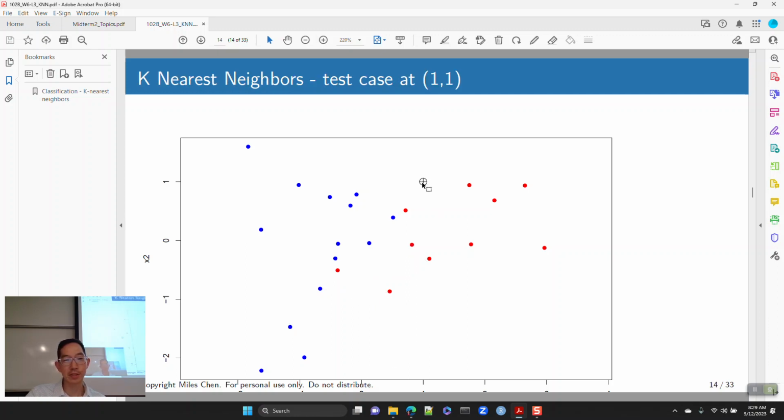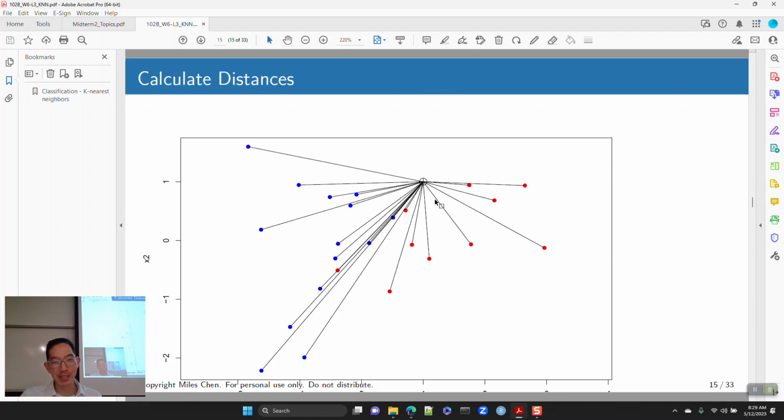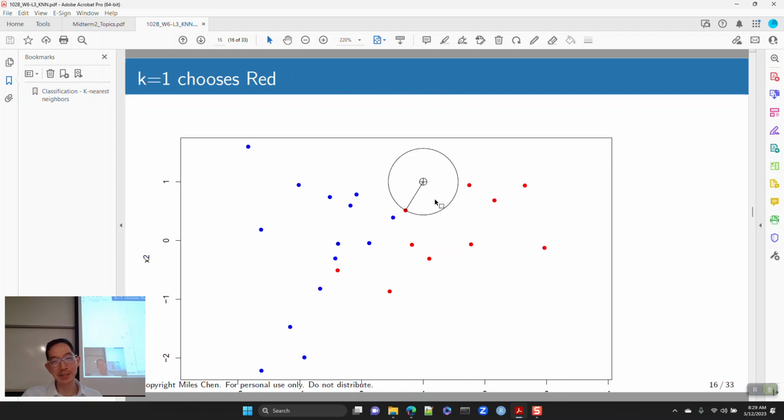Okay, so here's a new test case over here. What do you think this should get classified as? Red. For k equal to 1, it'll be red. Sorry, calculating distances: k equals 1 is red, k equals 3 is red, k equals 5 is also red, k equals 7 is also red. So this one is clearly in red territory over here.